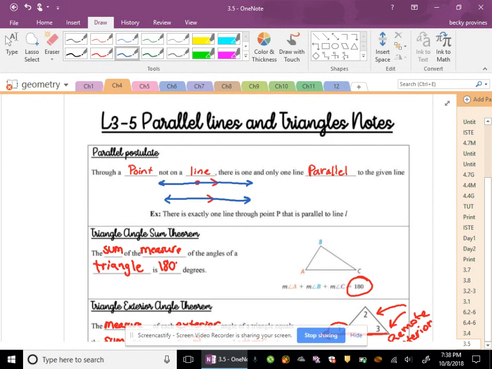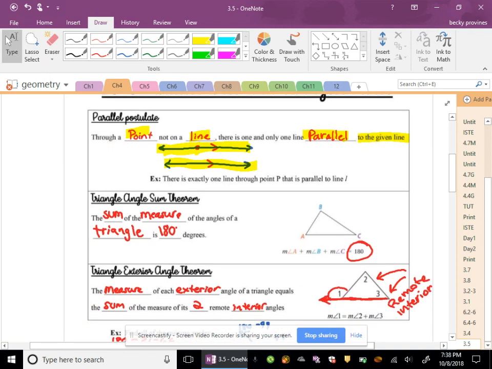So first we're going to start with the parallel postulate. This is through a point not on the line, so we're talking about this little red point. There is one and only one way that a line is parallel to a given line. So here's your given line. There's only one way to draw a line through that given point that's parallel to your given line, which is a pretty easy idea. I'm sure you understand that if the line was off even by 1 degree, the lines wouldn't be parallel. So there's only one way to make that line actually parallel.